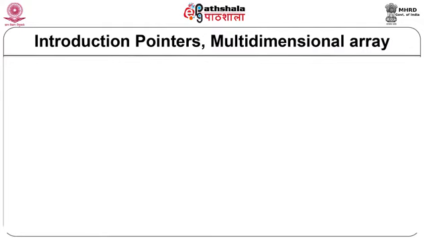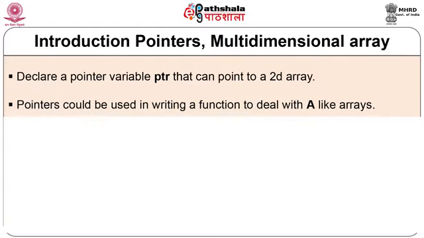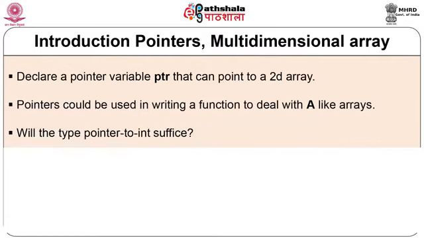Introduction of pointers and multidimensional array. How would you declare a pointer variable ptr that can point to a multidimensional array such as A? Such a pointer could be used, for example, in writing a function to deal with an array like A. Will the type pointer to integer suffice or be enough?